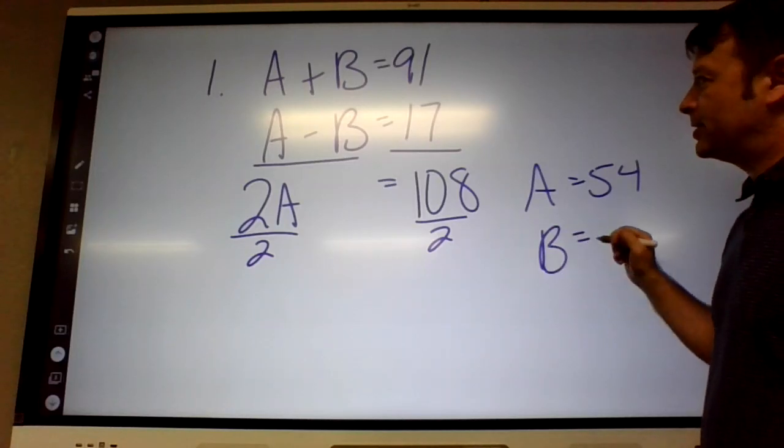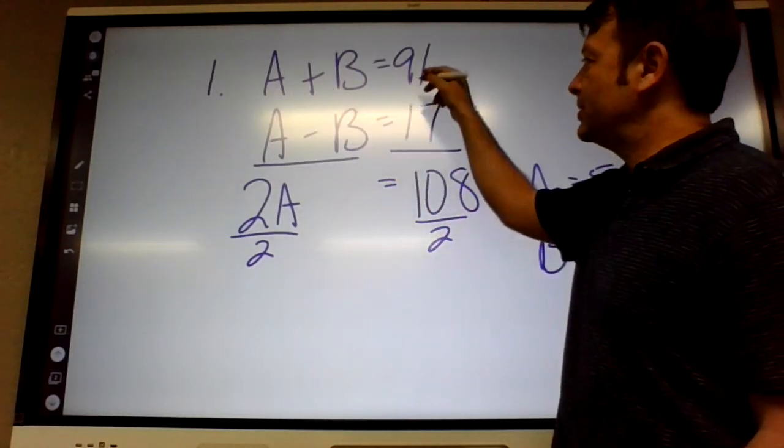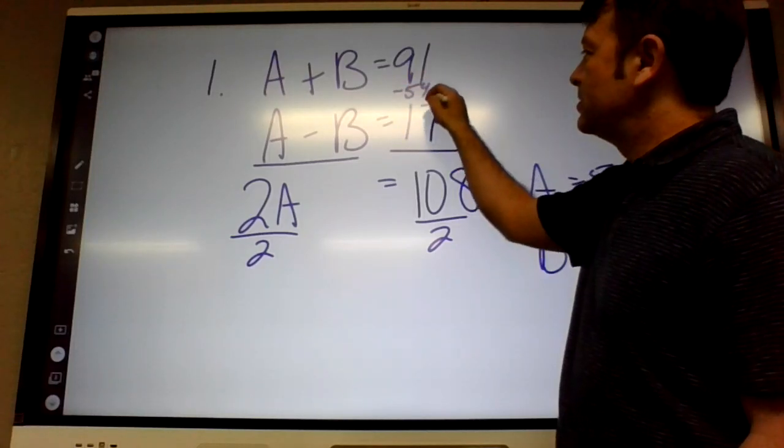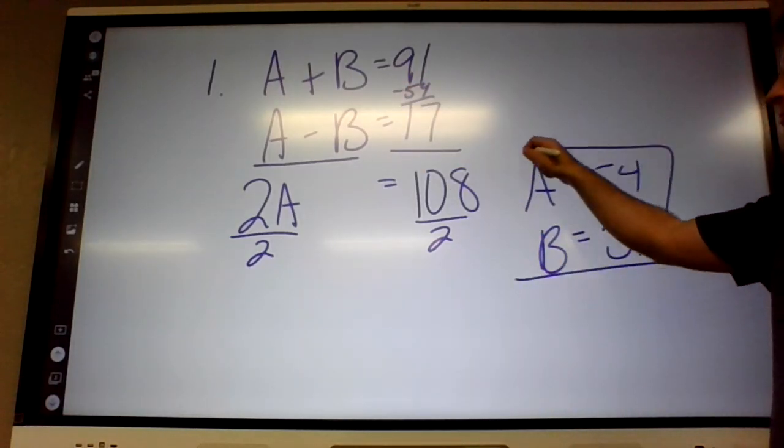How do I find the second number? Plug it in. 54 plus what equals 91? So we could just subtract 54. Oh, mental math.